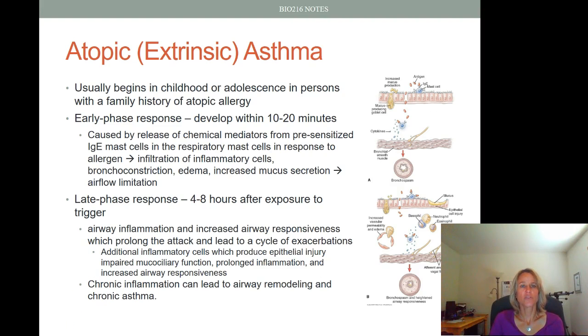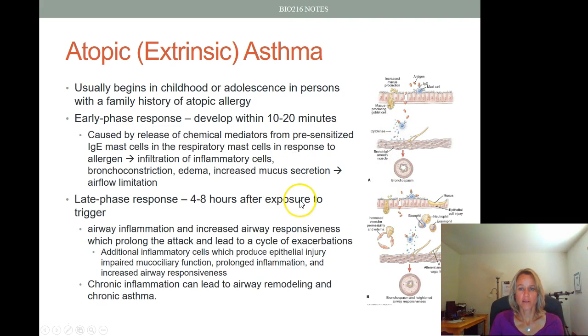Extrinsic asthma usually begins in childhood or adolescence in persons with a family history of atopic allergies. There are two phases. The early phase, which develops within the first 10 to 20 minutes. We have antigen binding to IgE antibodies on sensitized mast cells, and this causes them to release chemical mediators, various cytokines, that's going to cause bronchospasm. And then we're going to have the infiltration of inflammatory cells and increased mucus secretion. And together, these things are going to limit airflow.